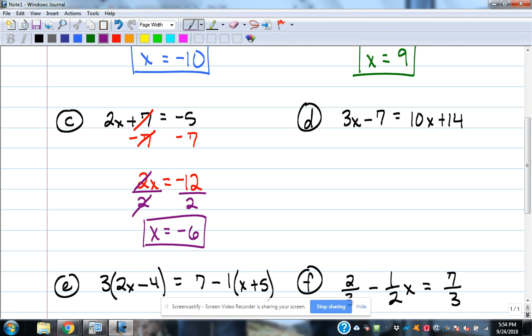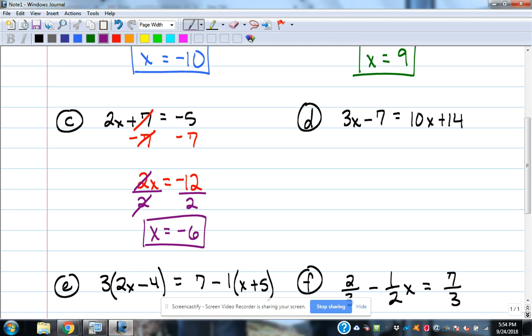Okay? So I'm one of those people that I like to get my variables together first. And so that means I'm either going to have to move 3x or I'm going to have to move the 10x. It does not matter which one I move, but I'm going to move one of those. I think I want to move the 3x. What kind of 3x is this? It's positive. This minus sign right here, a lot of folks think that minus sign goes with the 3x. It does not. It goes with the 7. The sign always goes with the number it's in front of. It's in front of the 7, so it's a minus 7 there.